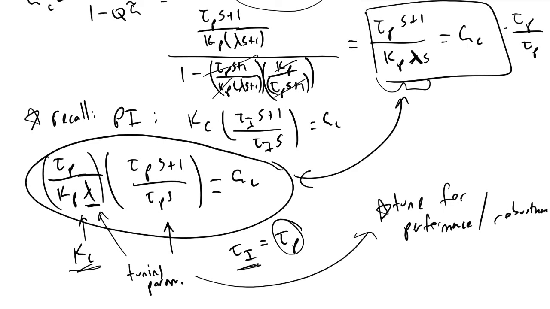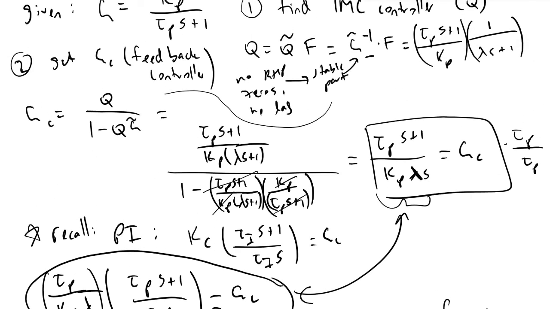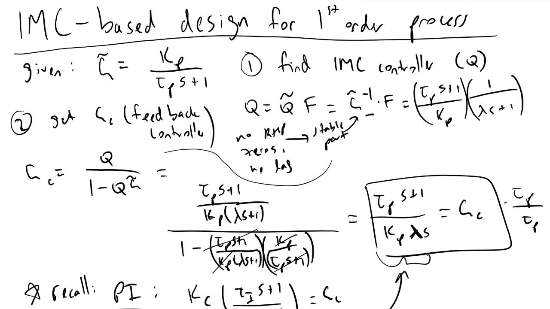And so this wraps up how we can use the IMC design method to design a PI controller for a first order process.